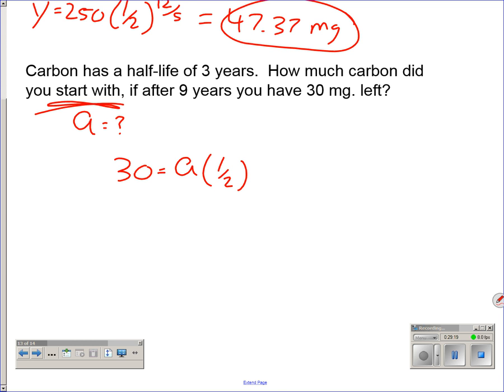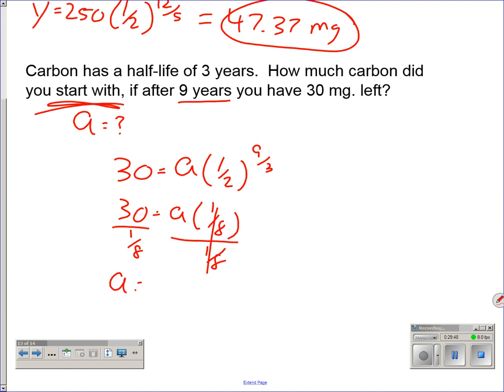1/2. The amount of years that pass is 9, and our half-life is 3. So 30 equals a times, is that 1/8? And then divide both sides by 1/8. So, is it 240? What do y'all think?